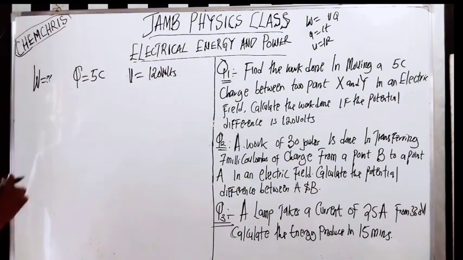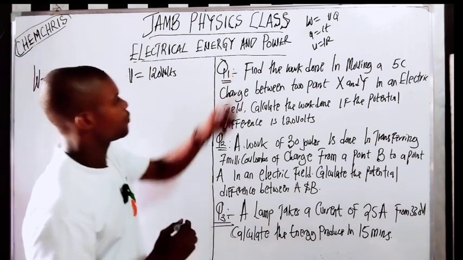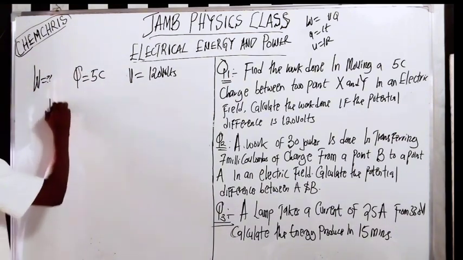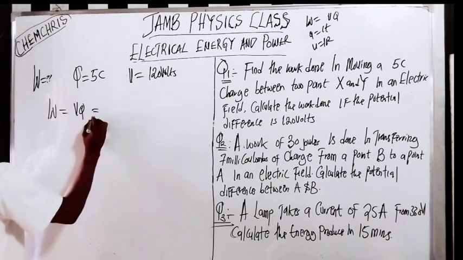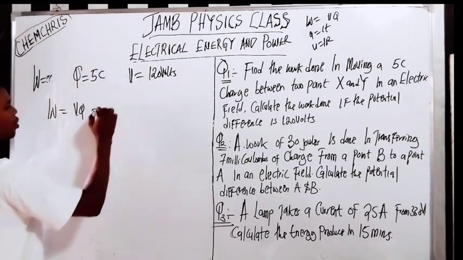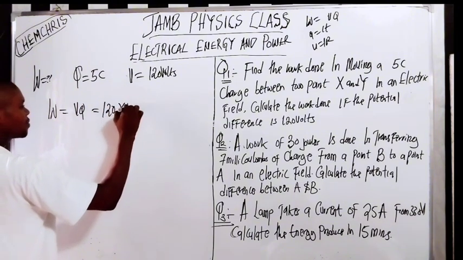Right there. So which one are we going to use? Of course, we are going to use the first one here, which is W equals to QV, which, once you put your values, is 120 times 5, right?